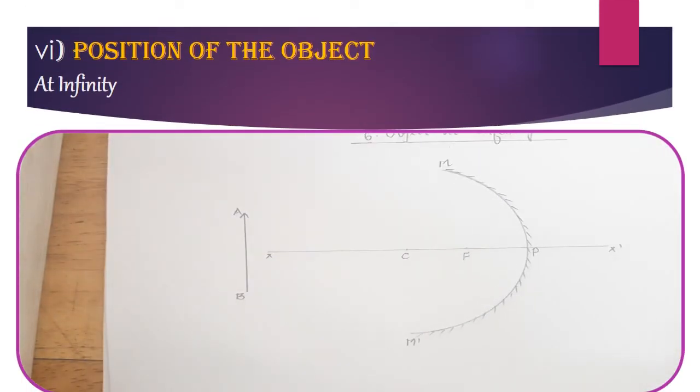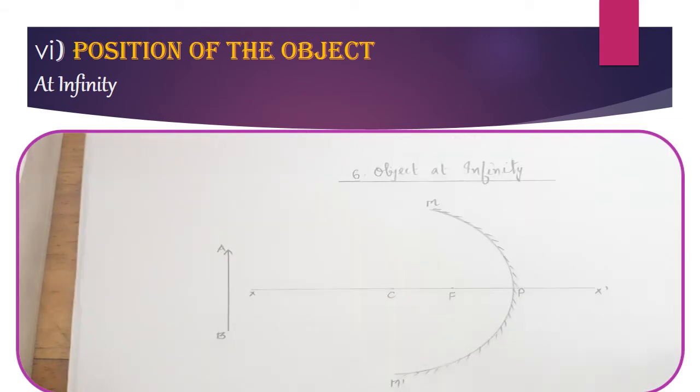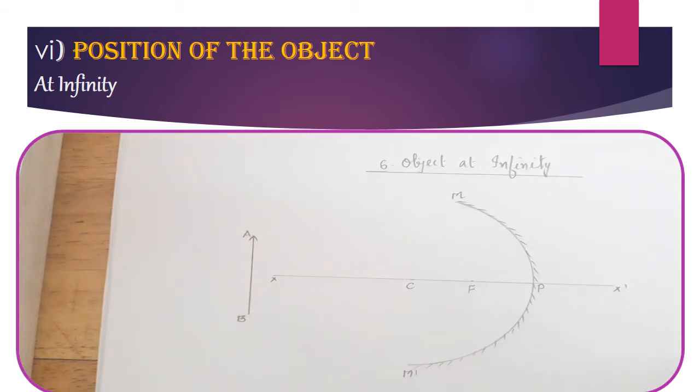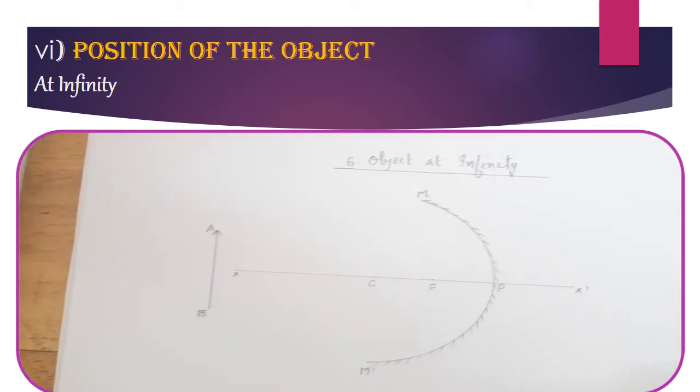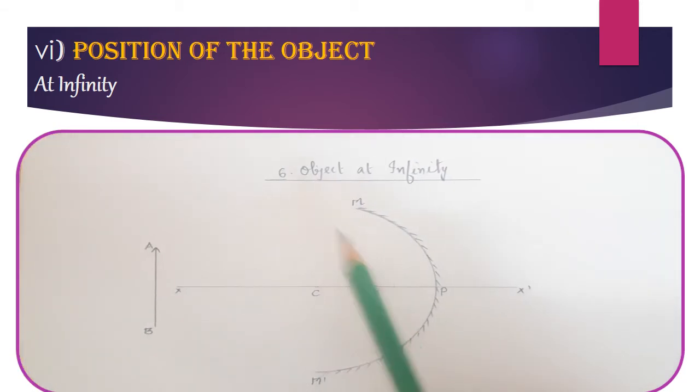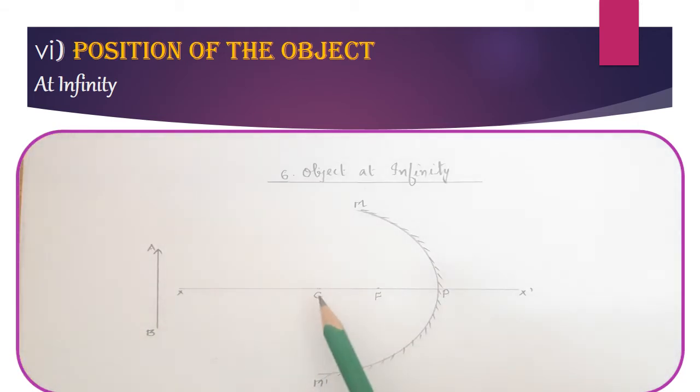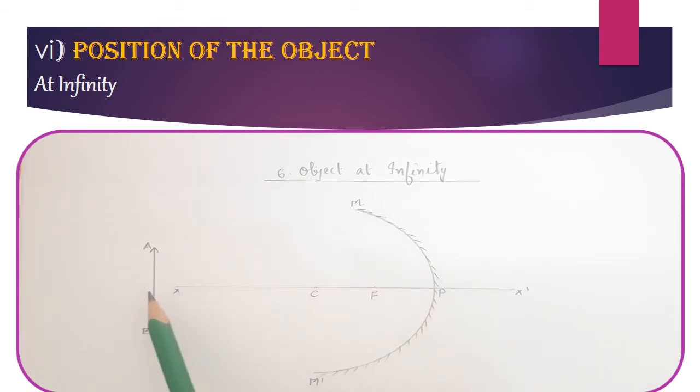Children, the last image formation in concave mirrors: object kept at infinity. So we have drawn the concave mirror and noted the center of curvature, principal focus and pole. The object is kept at a far off distance. That's why we say it's kept at infinity. So you can see the object.